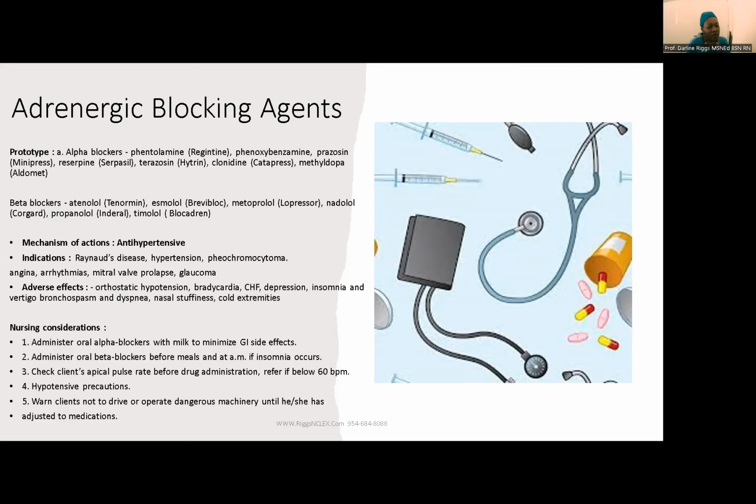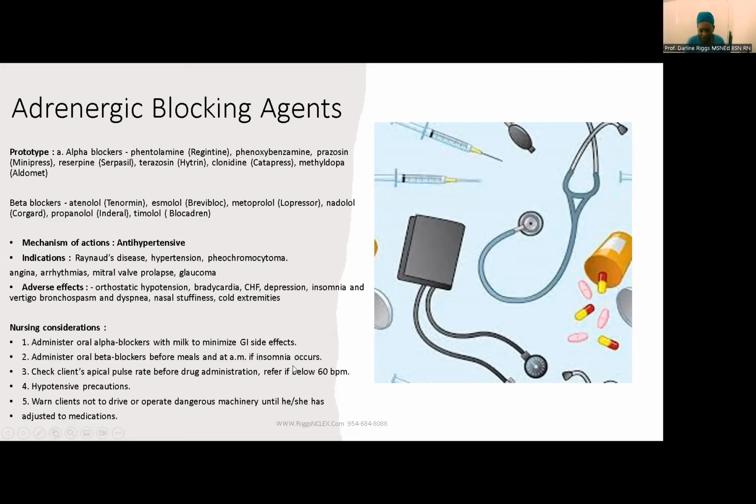Now, there aren't many drugs that we tell you to give with milk, but here's an exception to that rule. So when things are odd like that, because we're always saying the opposite, right? But this is a special case. We want to administer the oral alphas with milk to minimize that GI effect, which is a little opposite of what we tell you all the time. Your betas before meals in the morning, especially if it causes them to stay up at night. That way they're up during the day and then they can sleep at night.